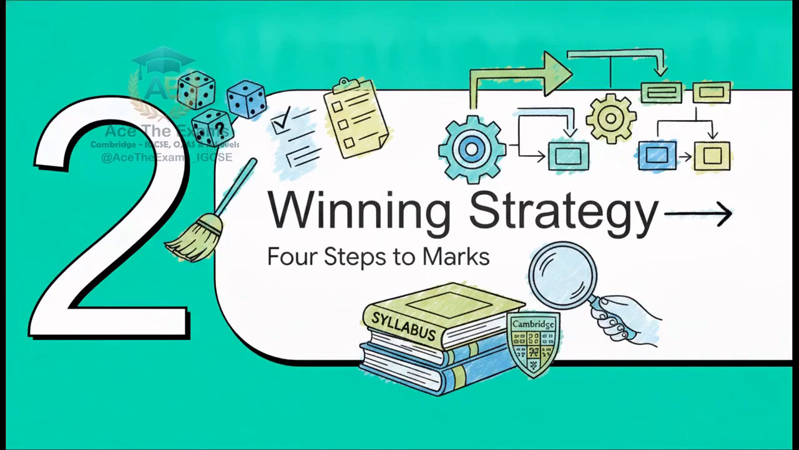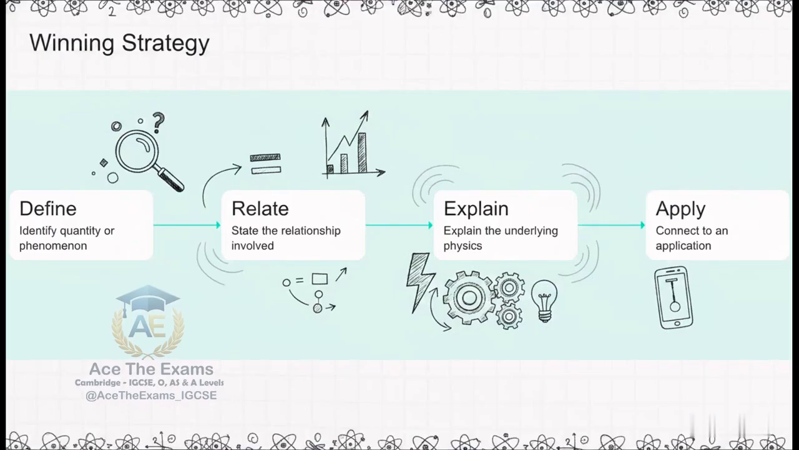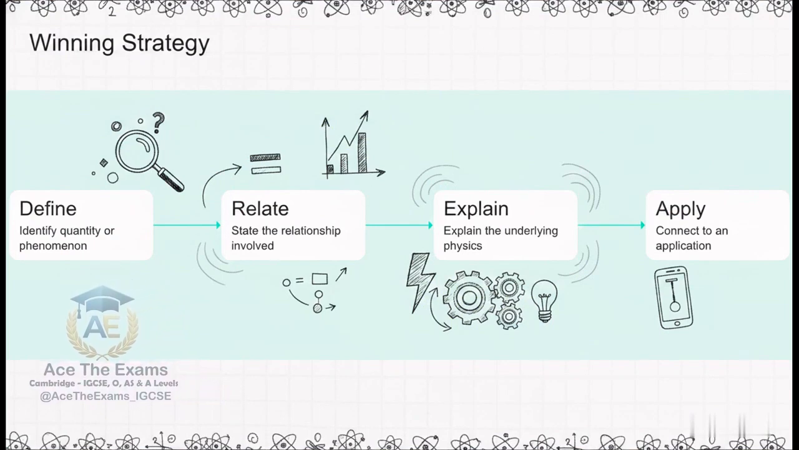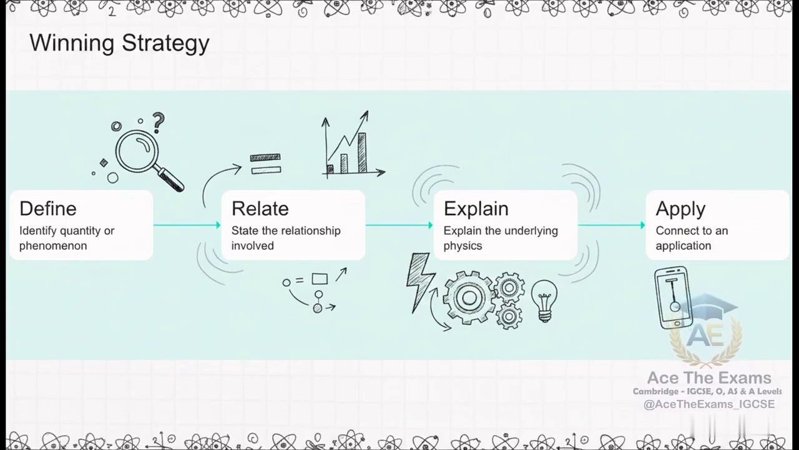Let's move into part 2, the 4-step winning strategy. So how do we avoid the tragic fate of Alex and Sam? How do we actually beat the dealer at their own game and secure those marks? Well, we use a structured system.